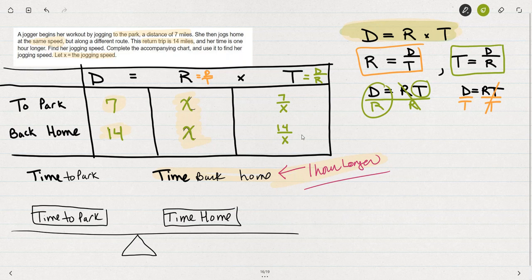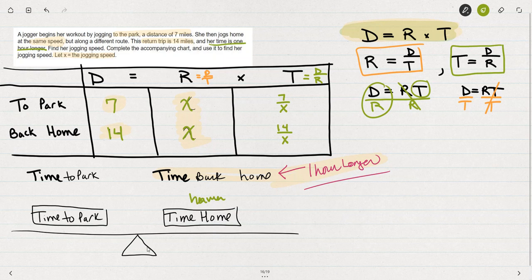Now let's use the next piece of information, a separate piece of information. They just slide it in, and this is where you have to start by reading really carefully. Her time jogging home is 1 hour longer. The return trip is 14 miles and her time is 1 hour longer. So if the time home is 1 hour longer, we can imagine that this time home is heavier, right? If time was something we could measure in weight, the time home is heavier.